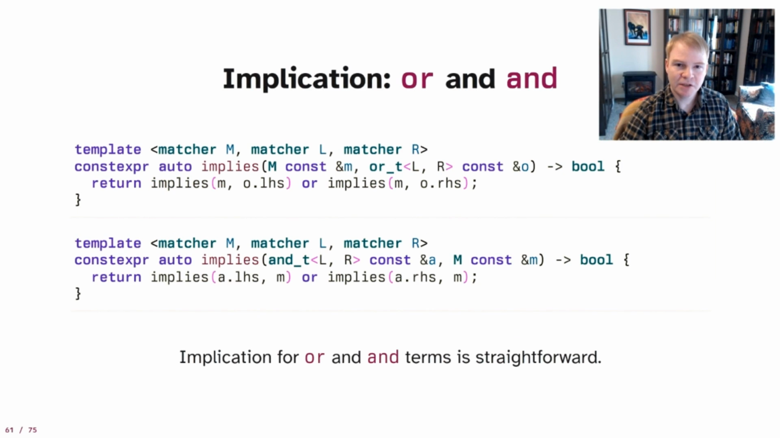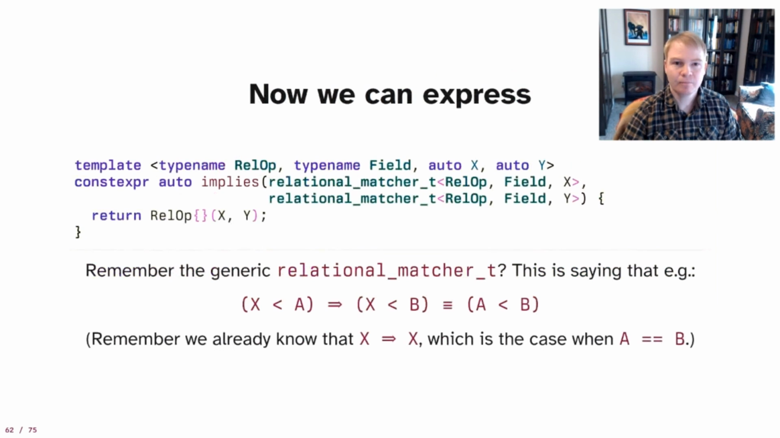We can also warrant implication involving or terms. This is saying a matcher M implies A or B if and only if M implies A or M implies B. And we can warrant implication involving AND terms. A and B implies M if and only if A implies M or B implies M. Both of these functions are fairly easy to prove with a half dozen lines each of Boolean algebra, but that slide didn't make the cut for this version of the talk.